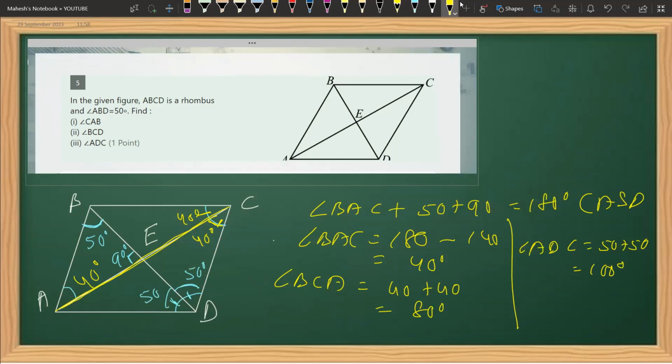So for the properties used here, we have used altogether three properties. Number one, the diagonals of a rhombus bisect each other at 90 degrees. The second we used is alternate interior angles. And the third, that the diagonals of a rhombus bisect the opposite angles. These are the three properties used to find the values of the angles that they asked for.